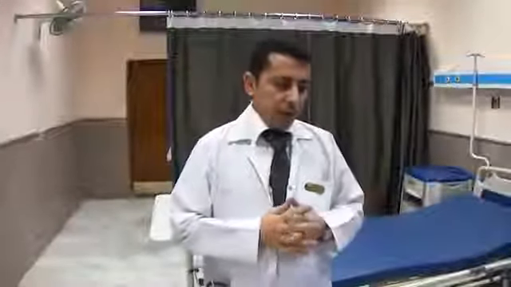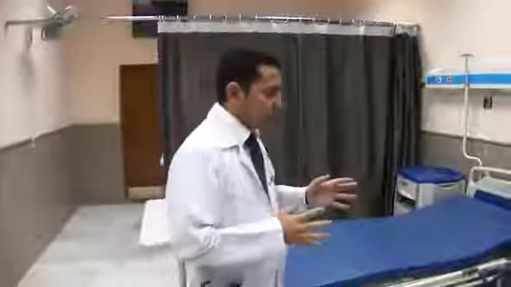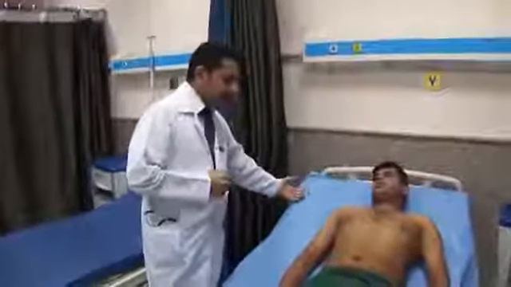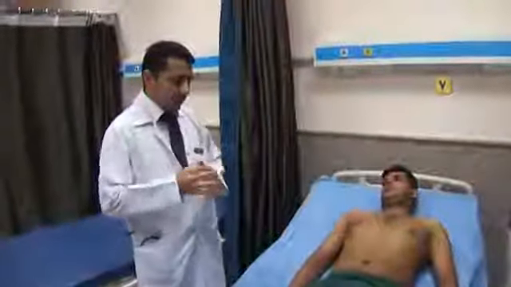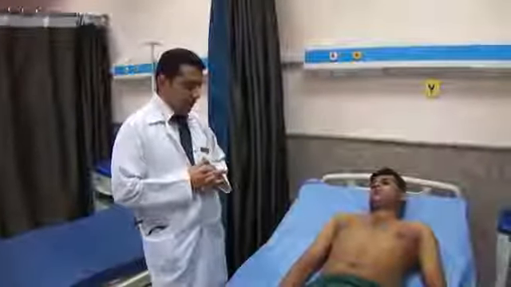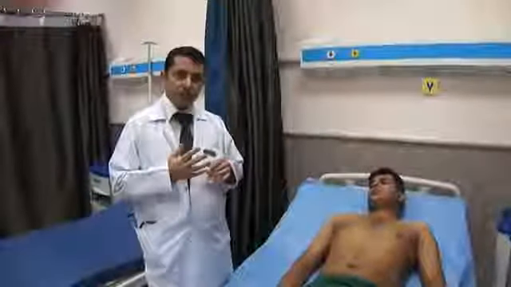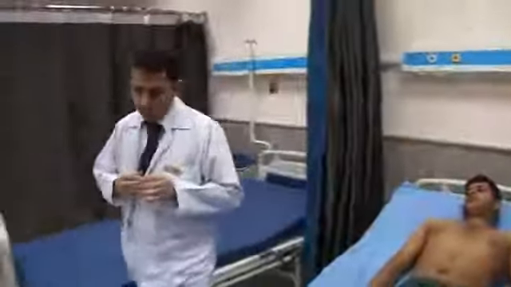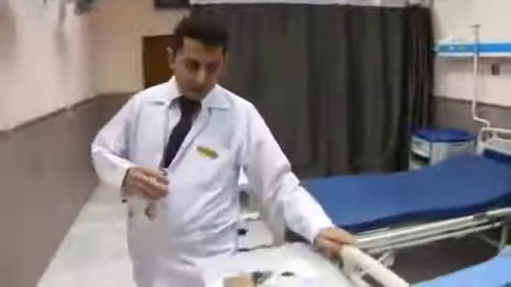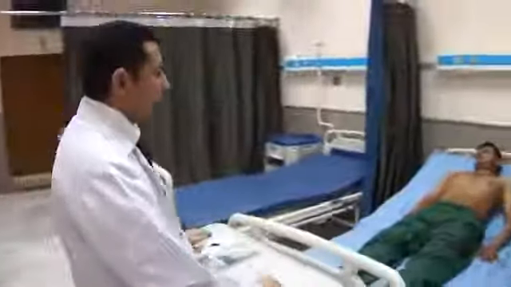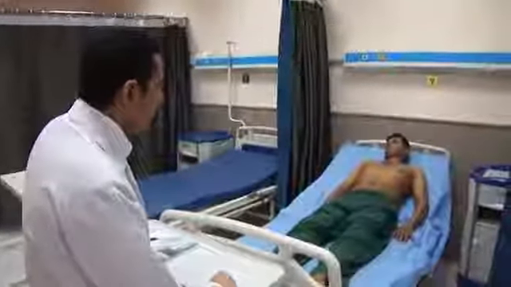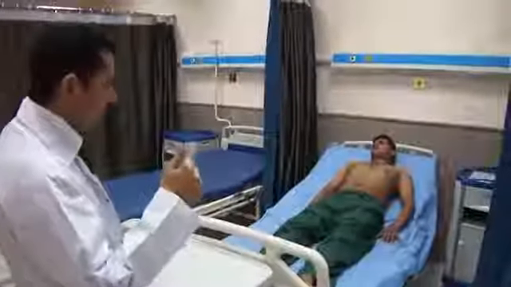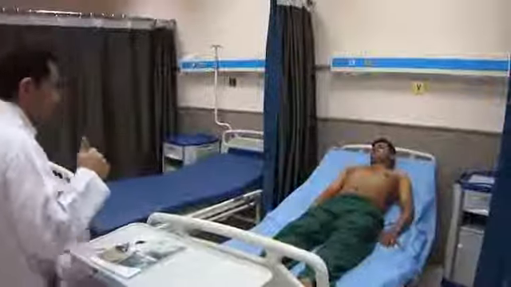As we will see now, first of all we have to elevate the head of the bed to 45 degrees, and we will perform these three steps, as I said: the inspection, palpation, and the auscultation. First of all, I will stand at the end of the bed and look at the chest to see whether it is a normal or abnormal shape or not.